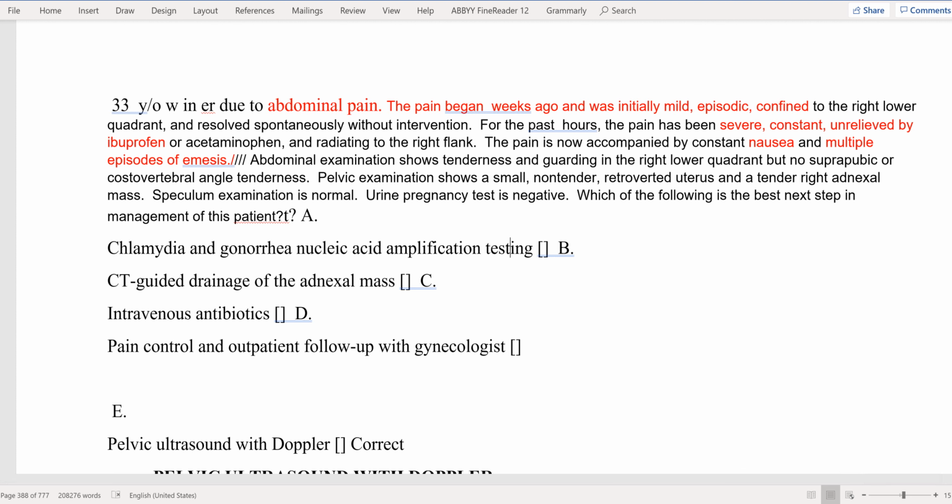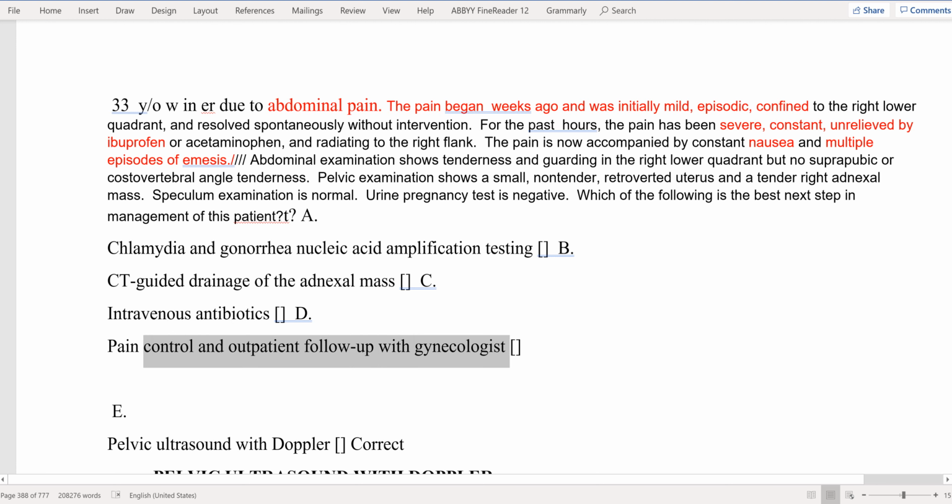It's not an abscess. An abscess will have fever, swinging fever, and the pain is so severe. It's different. IV antibiotics are for PID, which presents with fever and things like that. Pain control is also important for someone with ovarian torsion, but we have to diagnose first too.